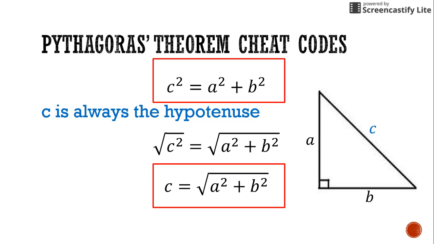So basically, Pythagoras theorem can only be used for right angle triangles, and as long as we know where our hypotenuse is and these two cheat codes, everything will be very, very easy. So now all that we have done so far is the theory. In the next video, we'll be going through some questions.